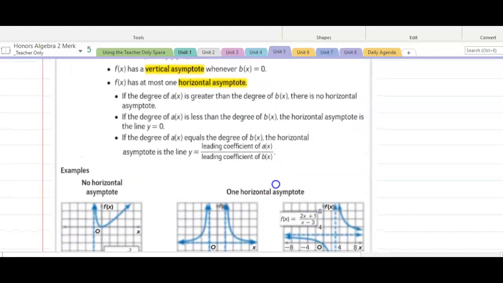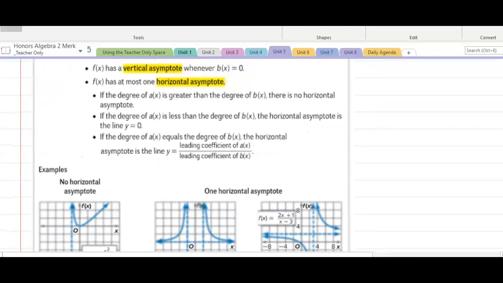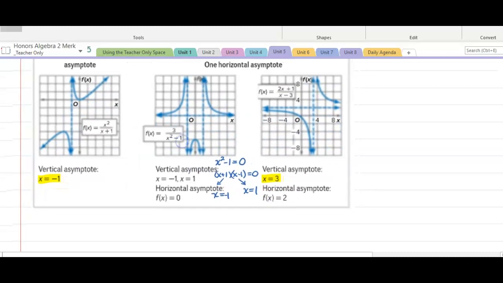Horizontal asymptotes are going to be a little bit more involved. We're going to need to look at the degree of the numerator and compare it to the degree of the denominator. If the numerator degree is bigger than the denominator degree, there is no horizontal asymptote. Like right here, x squared is a higher degree than just x. So we would say there is no horizontal asymptote.